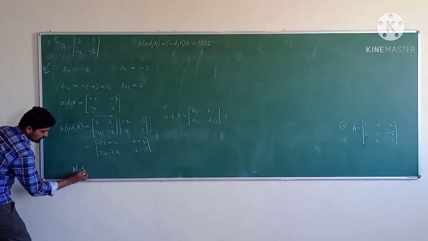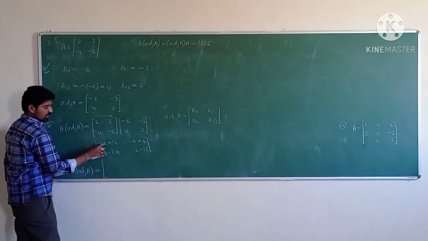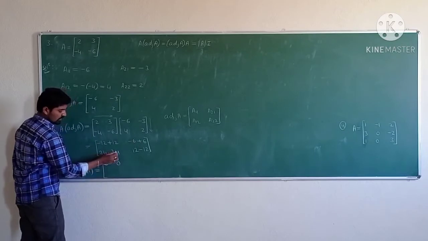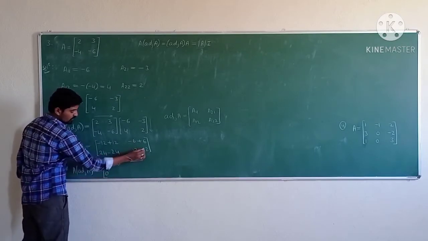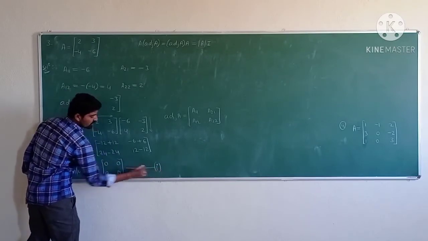A into adjoint of A matrix is equal to minus 12 plus 12 is 0, minus 6 plus 6 is 0, 24 minus 24 is 0, 12 minus 12 is 0. We call it as equation number 1.